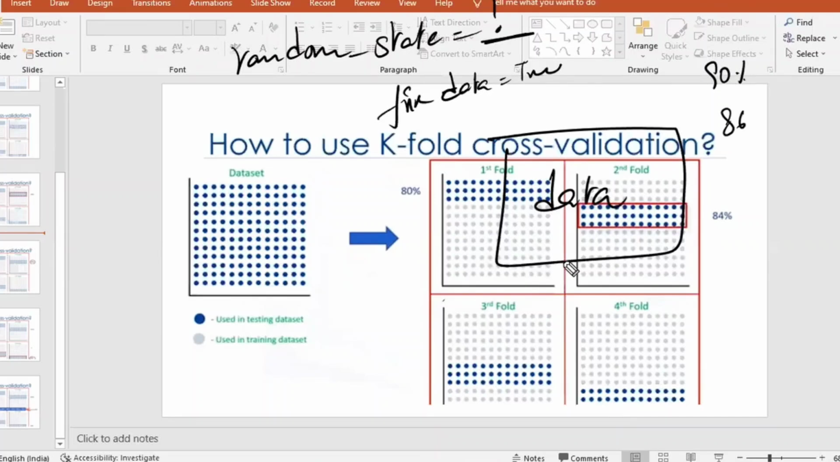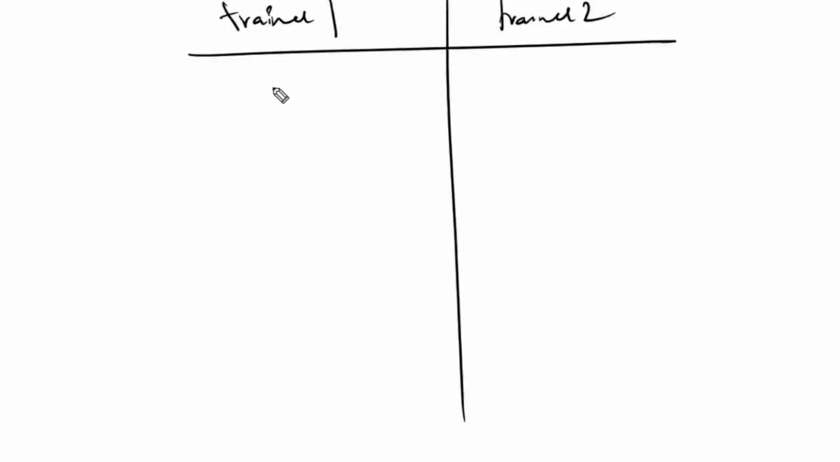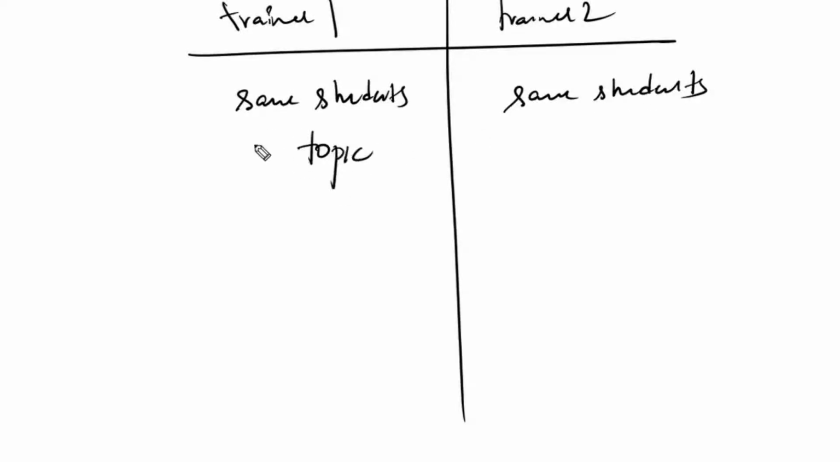Data should not change. For example, let us assume there are two trainers. Trainer 1 and trainer 2, I will explain with this example. Now, out of these two trainers, to see which trainer is the best, both trainers have to deliver their lecture to the same students. They have to select the same students. Whatever students are here, the same students should be here also. And they have to explain the same topic also. Trainer 1 and trainer 2, both of them have to explain the same topic, but in their own way. Topic should be the same.